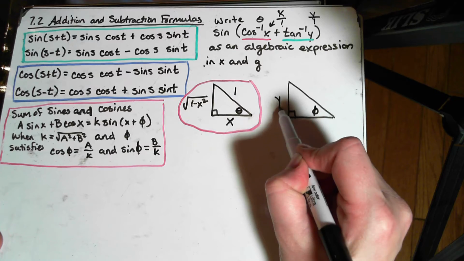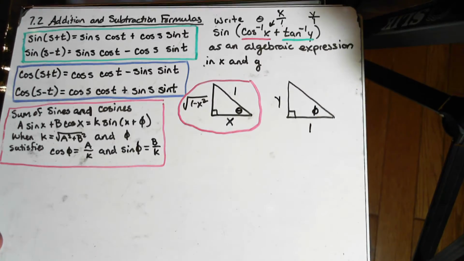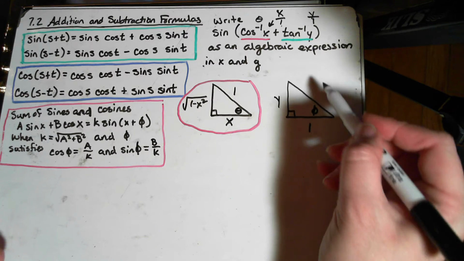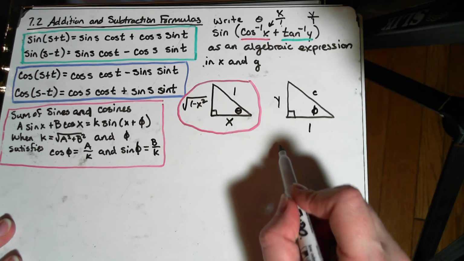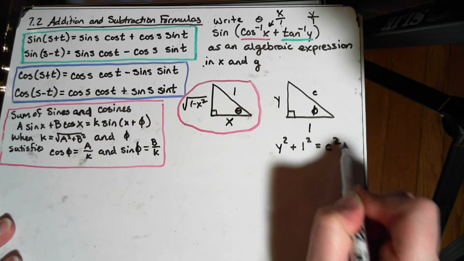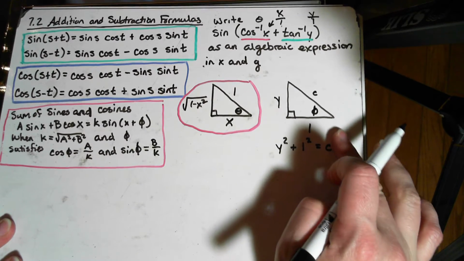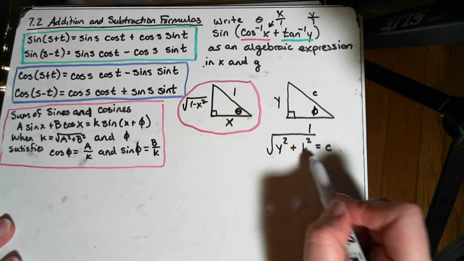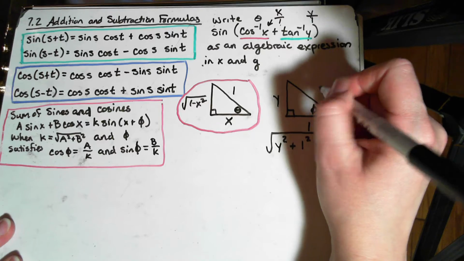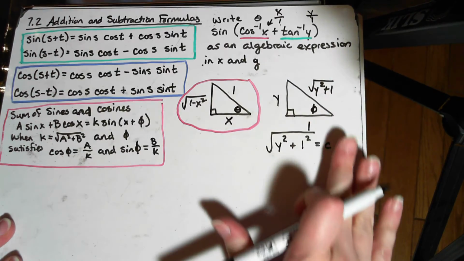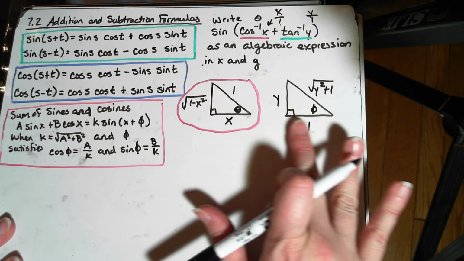So this side is y and this side is 1. And now I'm going to use the Pythagorean theorem again to find this one. I'm going to label this as c. So y squared plus 1 squared equals c squared. To solve for c, I would just do a square root on both sides. So c is the square root of y squared plus 1. So that is my missing side.